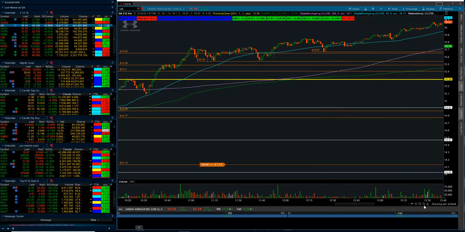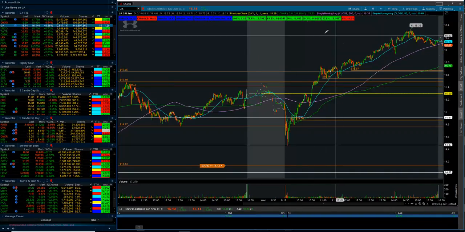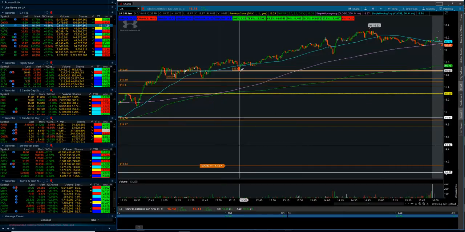Sometimes you gotta give these things time to move, and you gotta be patient. And you could have banked. Look at this. Look at this bank. All off support and resistance. This will be on the watch list for tomorrow too, because whatever UAA does, UA will do too.